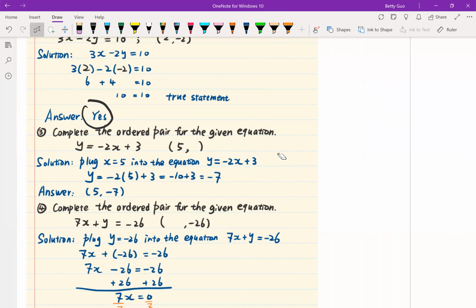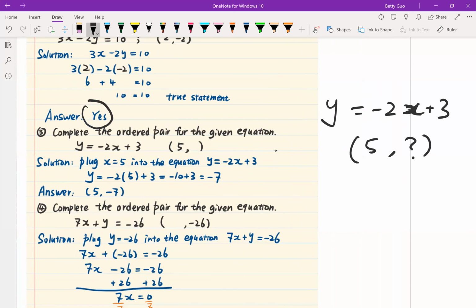Number 3, complete the ordered pair for the given equation. The given equation is y equals negative 2x plus 3. We know the value of the x-coordinate of a solution is 5. We need to find the corresponding y. So we plug in x equals 5. Let's see what's the value of the corresponding y.